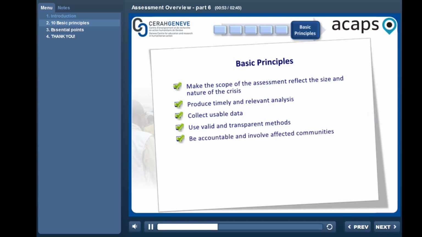Make sure disaster-affected communities are involved in planning, implementing, and judging the response. To do this, you must set up processes that give communities and individuals a voice in the assessment.